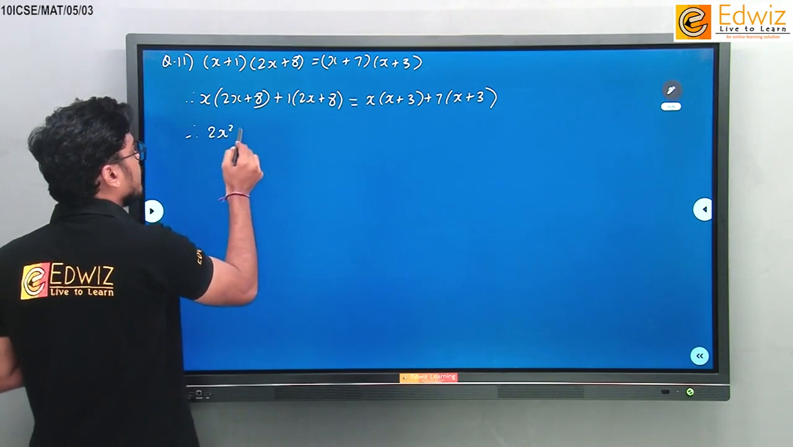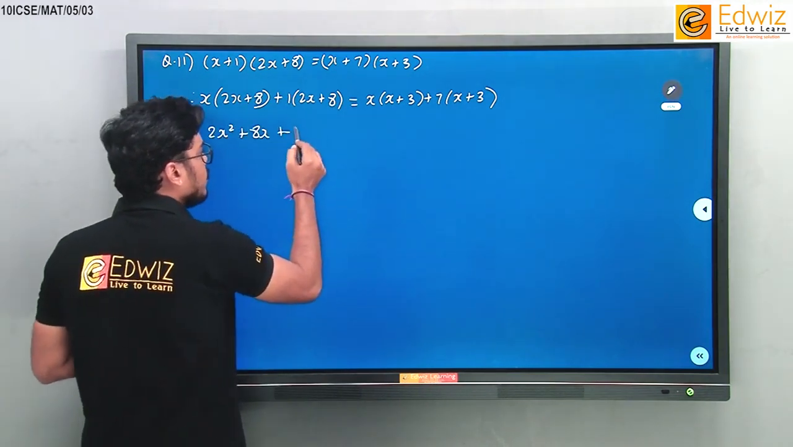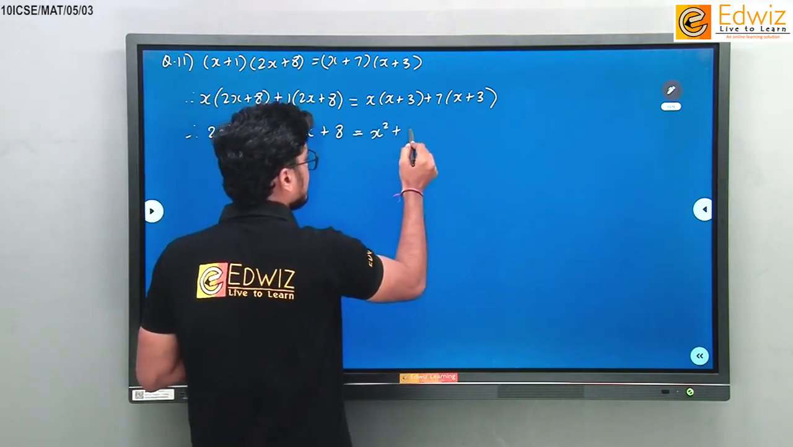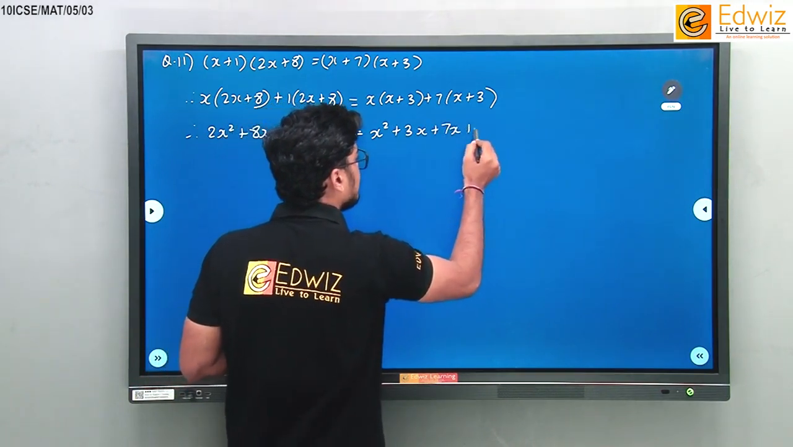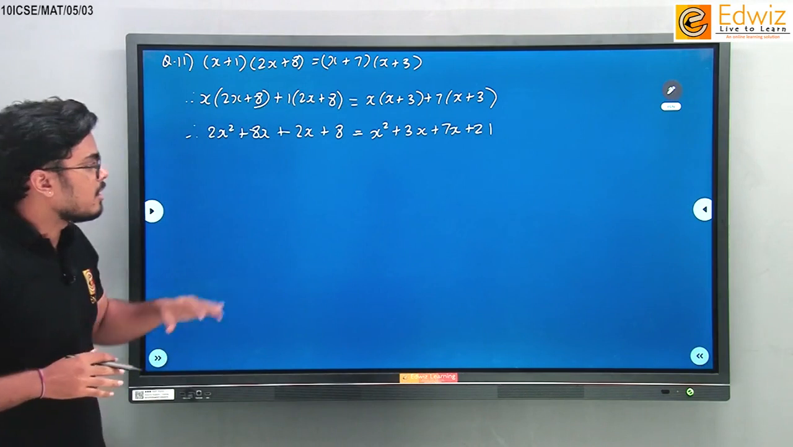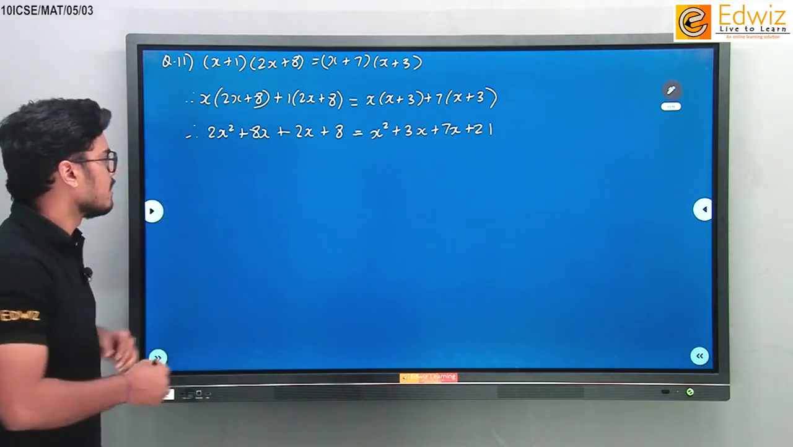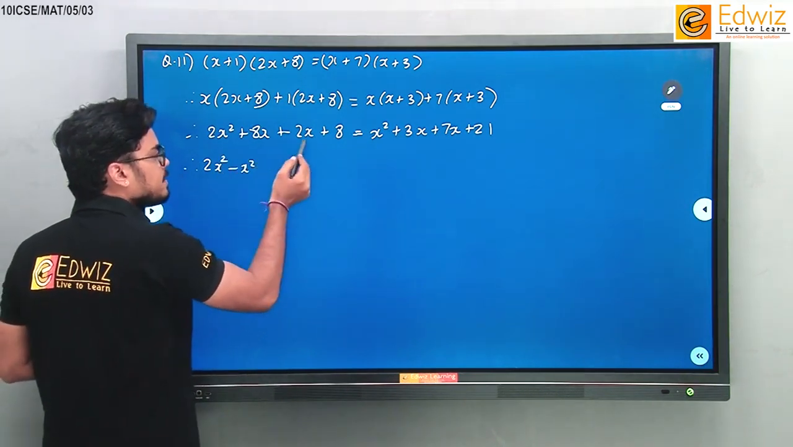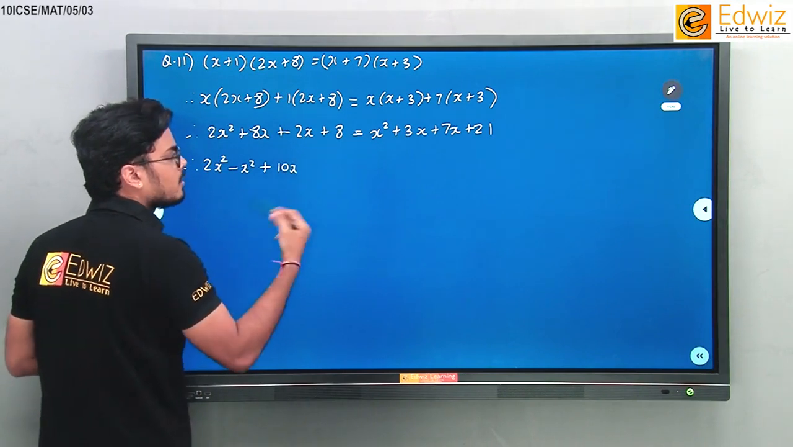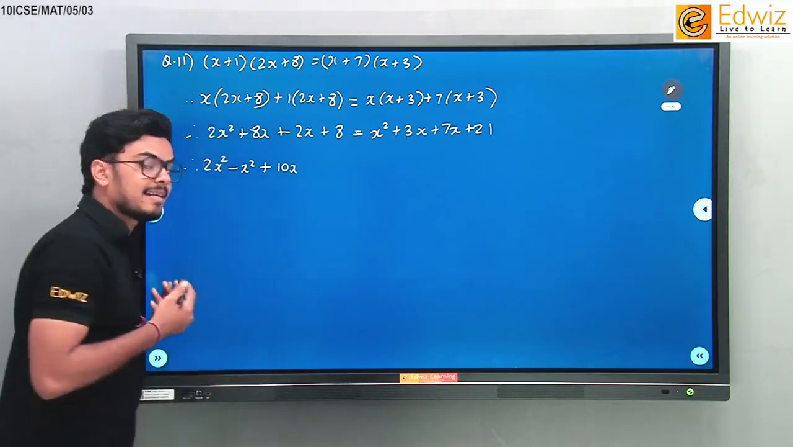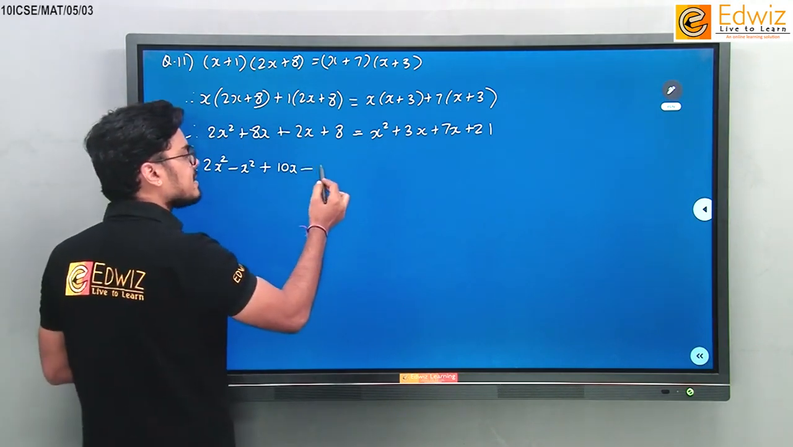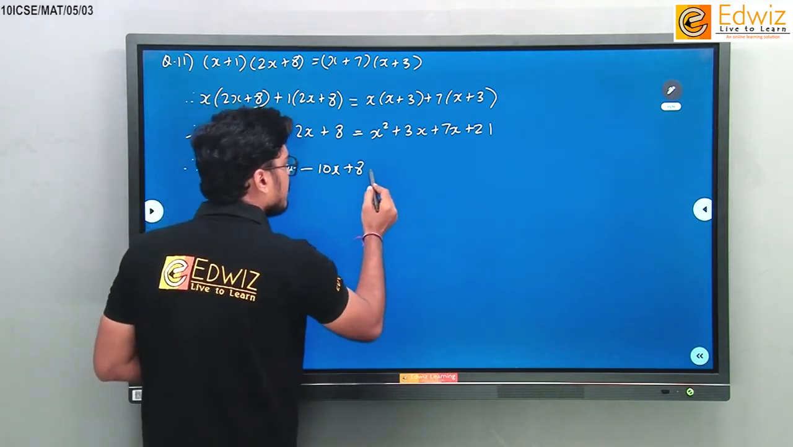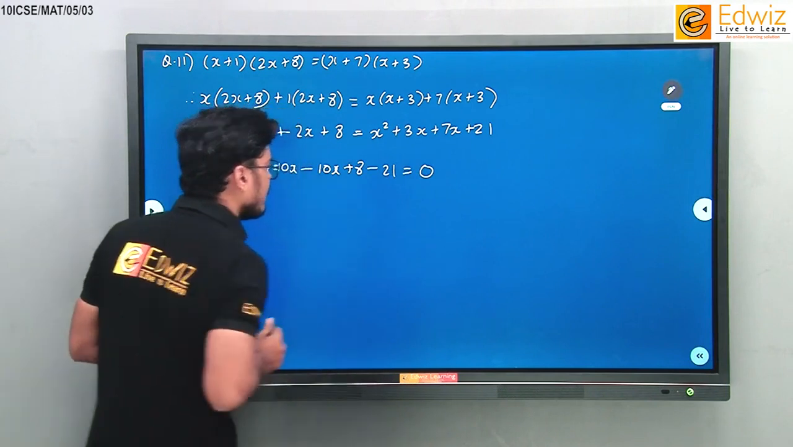So 2x square plus 8x plus 2x plus 8 equals, this is x square plus 3x and plus 7x plus 21. 7 3s are 21. Now everything that's on the other side, let us bring it here. It will be 2x square minus this x square, 8x plus 2x, as we know it is 10x, and on the other side once again we have 3x plus 7x, that is 10x. On this side it will become minus 10x, then plus 8 and plus 21. When we bring it here, it will be minus 21 equal to 0.